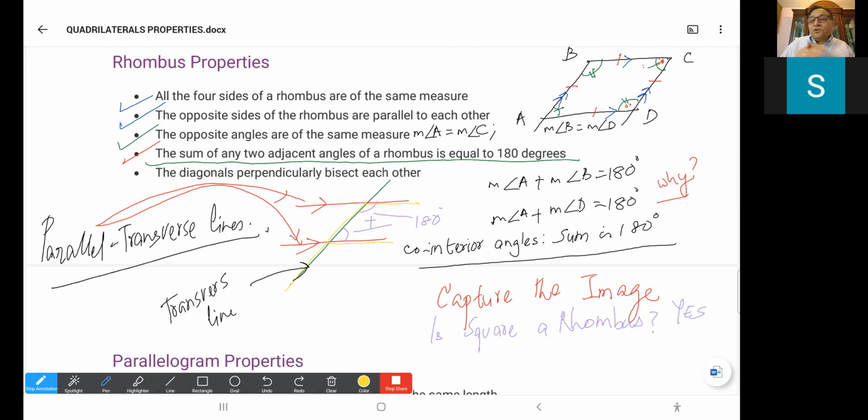Is it okay? They are, of course, parallel. Adjacent sides sum is always 180. And here, there is one more important property, which is the fifth property in this case. Can you read the fifth property? Very important property. The diagonals perpendicularly bisect each other. Same as in a square. You see that? Again, they are at right angles and they bisect each other, right?